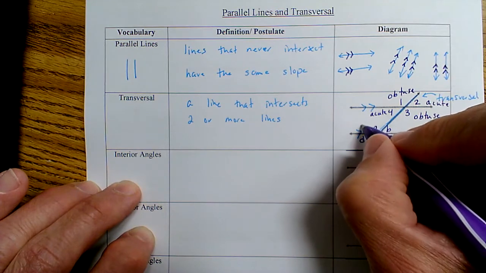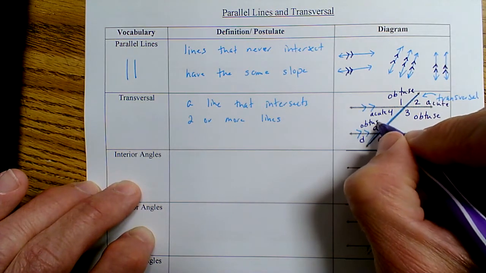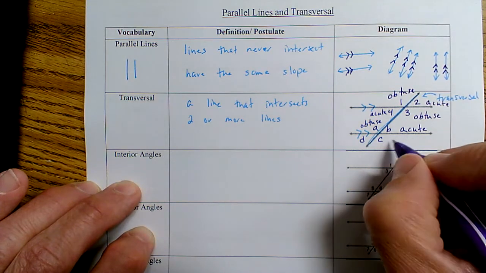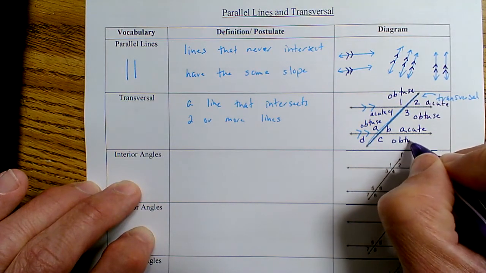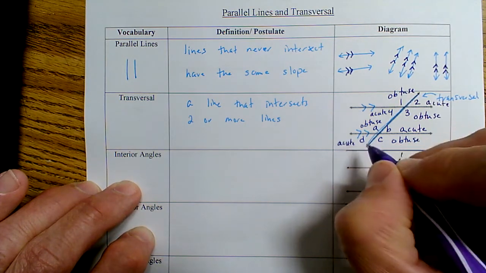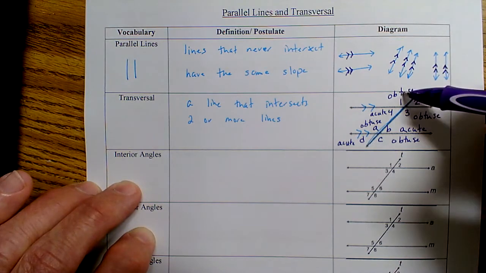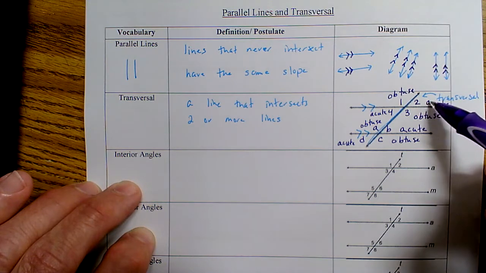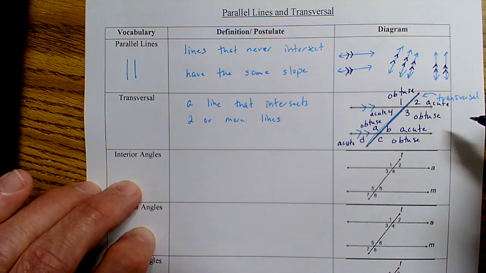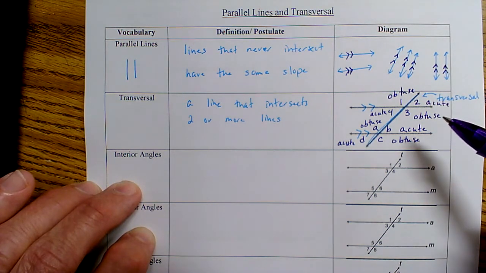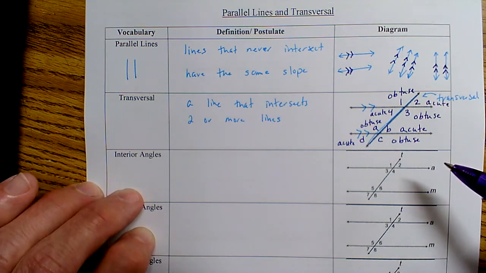angle A obtuse, angle B would be acute. I'll write it out. Angle C is obtuse, and angle D would be acute. And these, obtuse and obtuse, or obtuse and acute, and then acute and acute, they are going to allow you, when we are solving, to figure out whether the angles are congruent, meaning they're equal to each other, or they are supplementary, where they add up to 180 degrees.